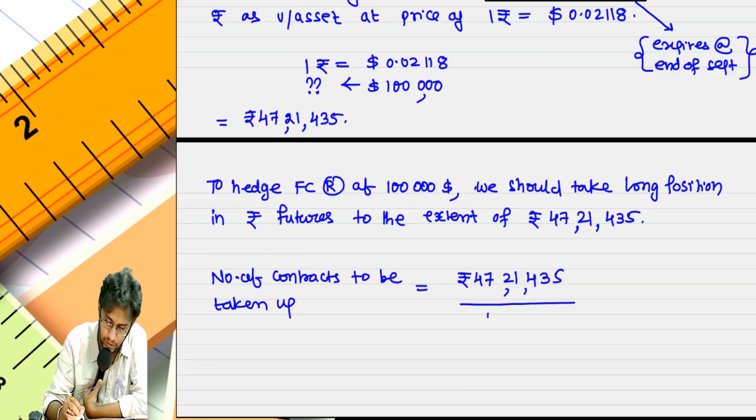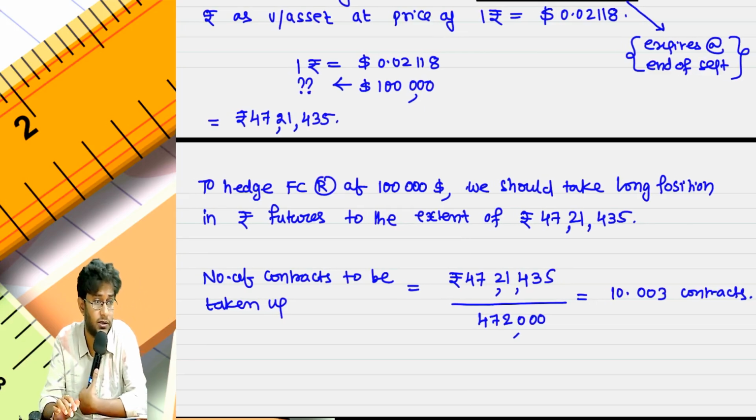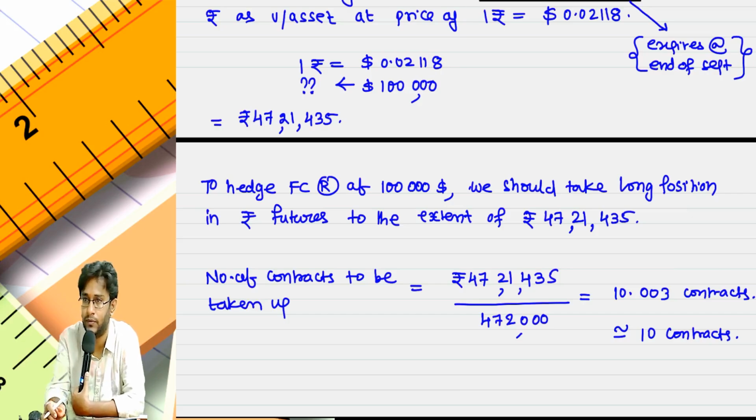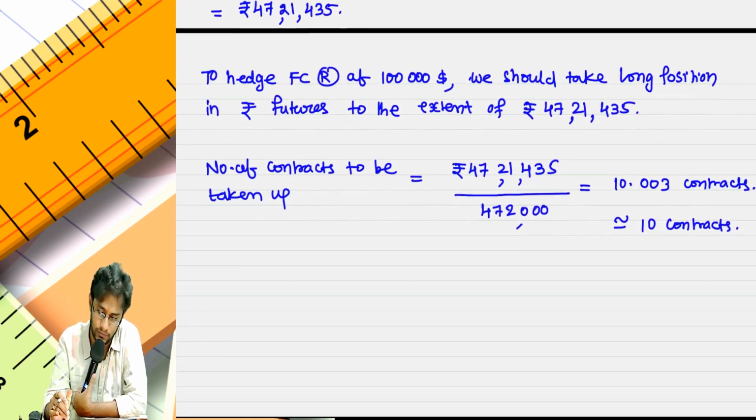47,21,435 divided by 4,72,000. That is 10.003, which means .003 is too small. So we'll round it off to 10 contracts, as if it is full hedging. Under hedging, 1,000 rupees, where will it hedge? Leave it. Too small.